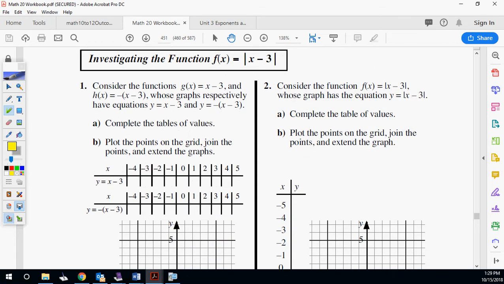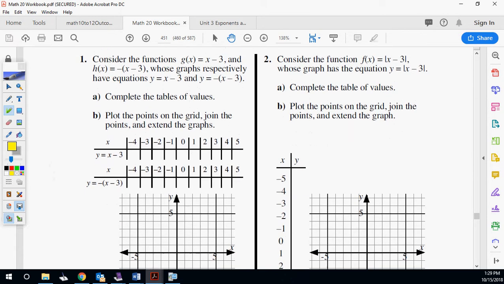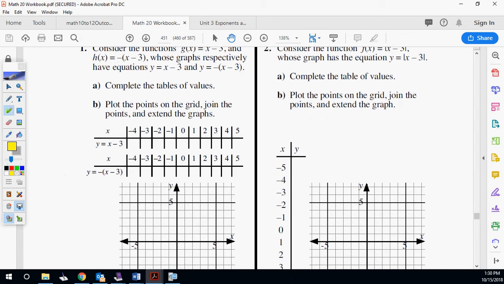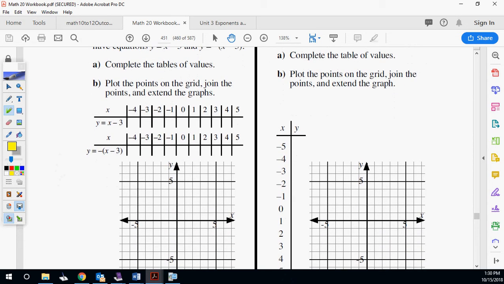See what happens here. So we're going to go ahead and do this table. So watch. Now this is getting a little bit redundant. This is the part where we've already done it, but we're throwing a little twist. We're going to graph the line x minus 3 and the line opposite x minus 3. Okay, so let's just do that first, and then we're going to graph absolute value.